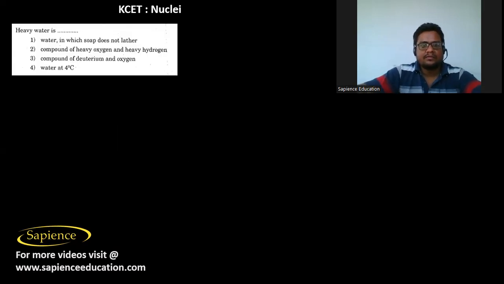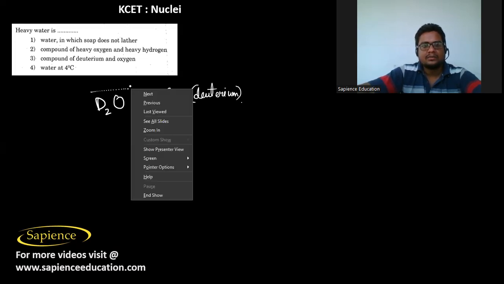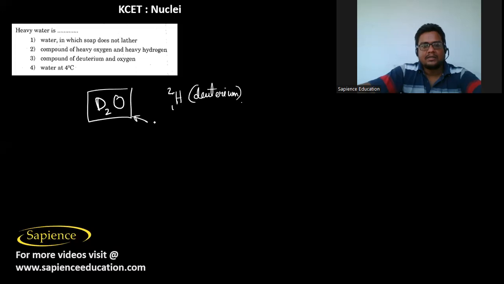Then here it is told heavy water is. Heavy water is called D2O. Here, instead of hydrogen, the heavier isotope of hydrogen, which is H12, called deuterium, is used. So D2O is called heavy water. It is a compound of deuterium and oxygen. So option 3 is the correct answer.